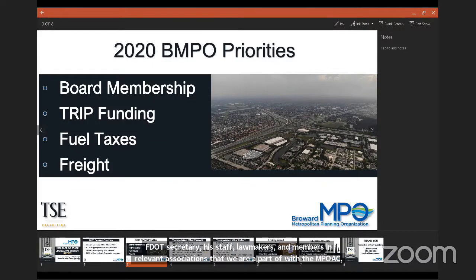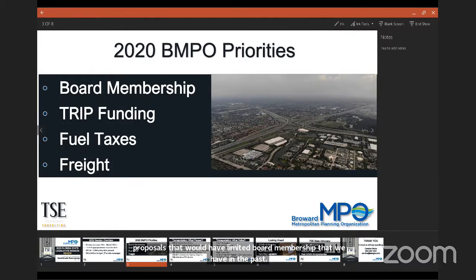Thankfully, we haven't seen the proposals that would have limited board membership that we had in the past. So we did not have to play defense so much this year. And of course, we're always on guard to make sure that trip funding isn't further impacted.